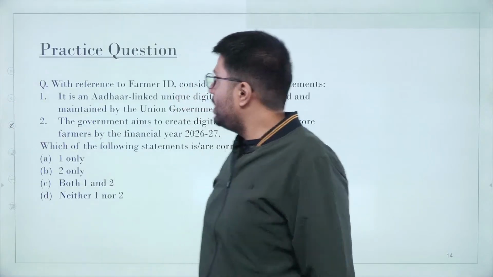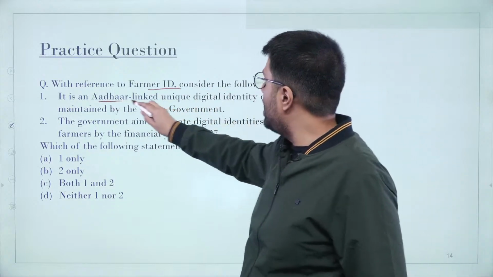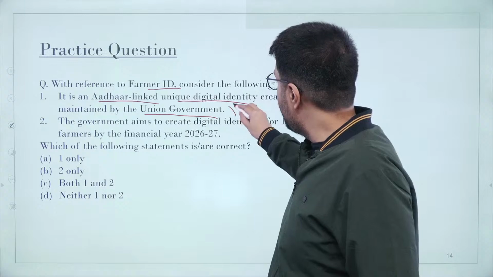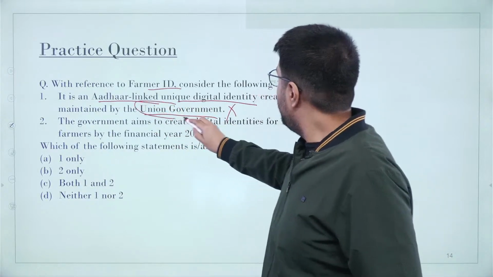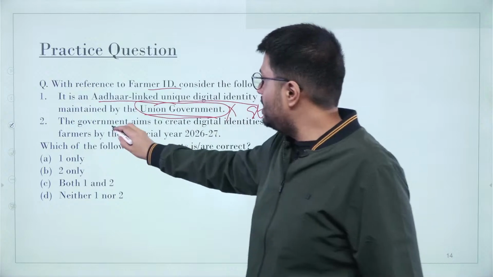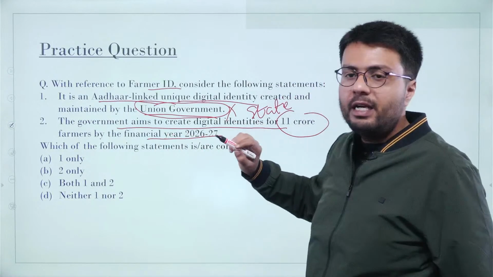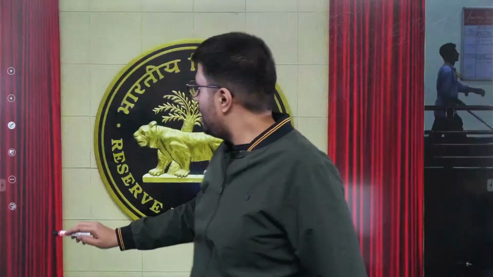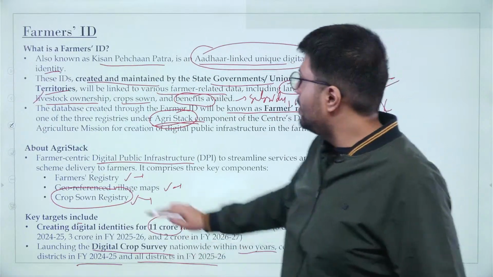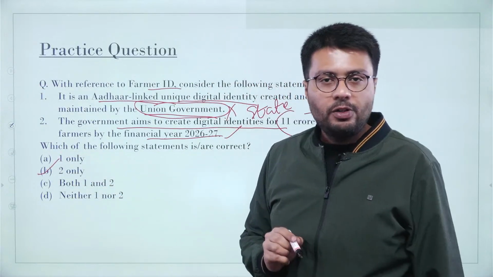Now, based on this information, let us solve this practice question. With reference to farmer ID, consider the following statement. It is an Aadhaar linked unique digital ID created and maintained by union government. Is it a correct statement? No. Why? Because it is created and maintained by not union but state governments. Now the second statement, government aims to create a digital identity for 11 crore farmers by the end of financial year 2026-27, which you can see from here, is a correct statement. So, as only second statement here is correct, that's why option B is the right answer to this practice question.